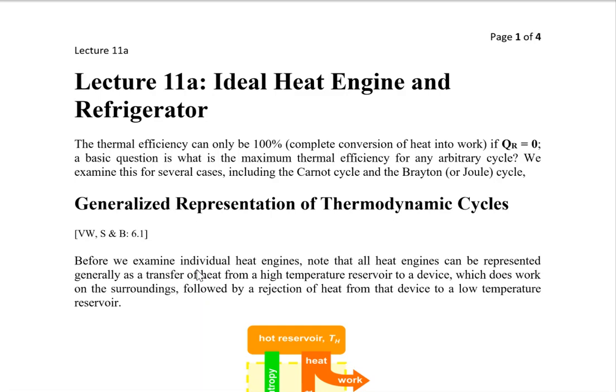Bismillahirrahmanirrahim. Lecture number 11A, Ideal Heat Engine and Refrigeration.